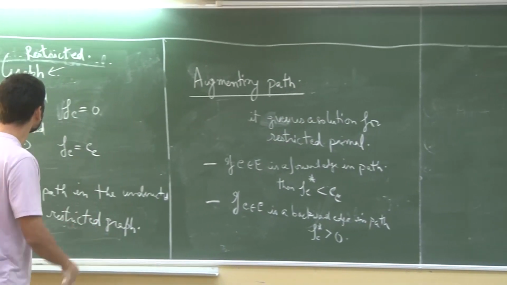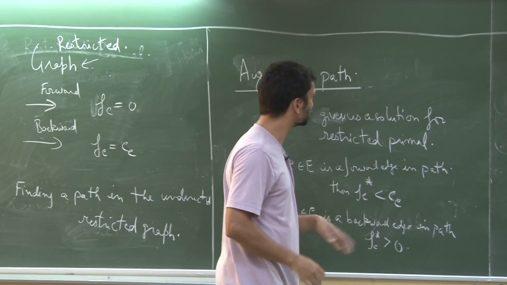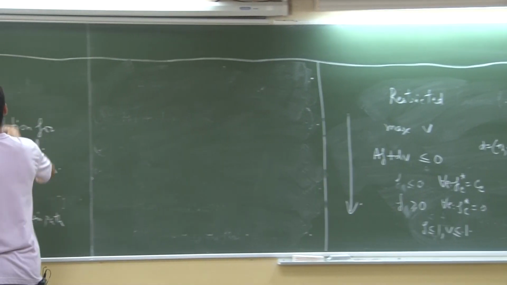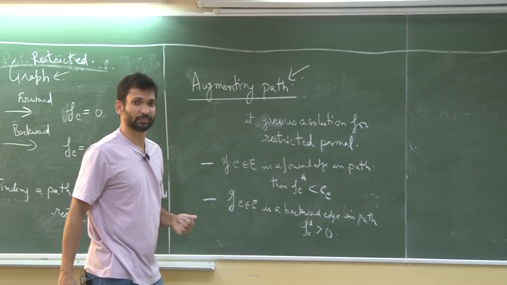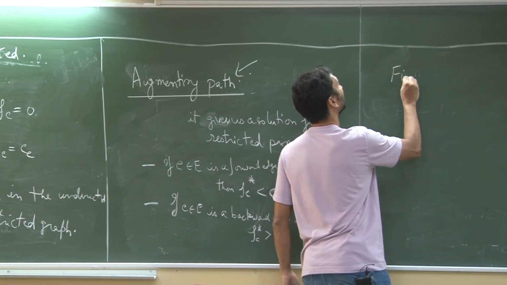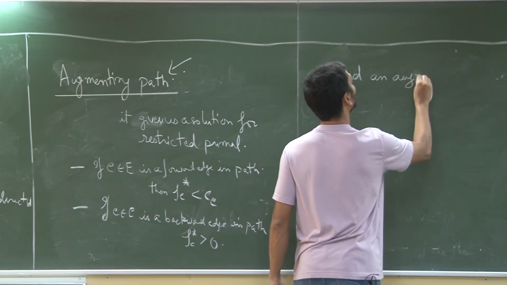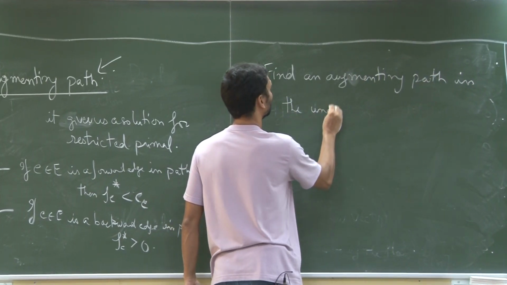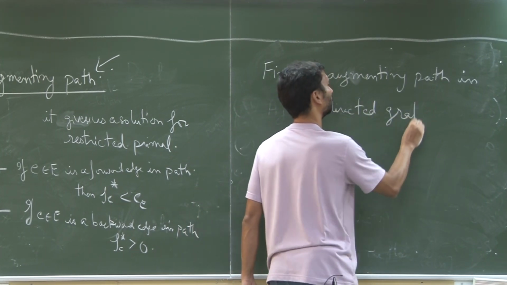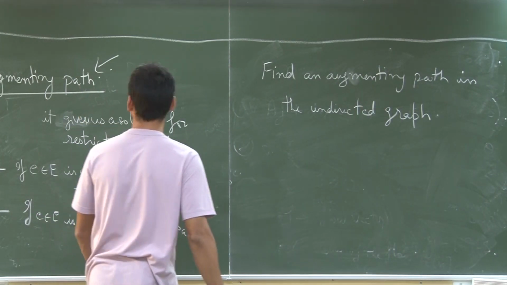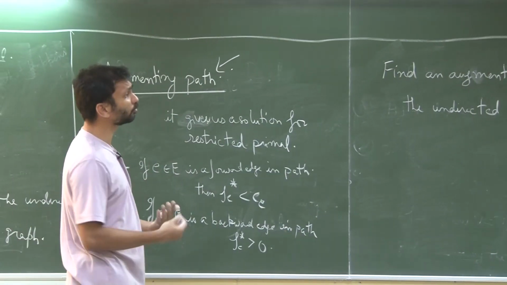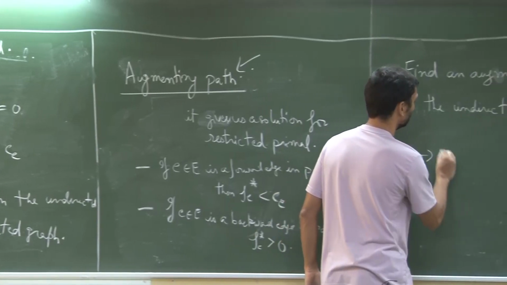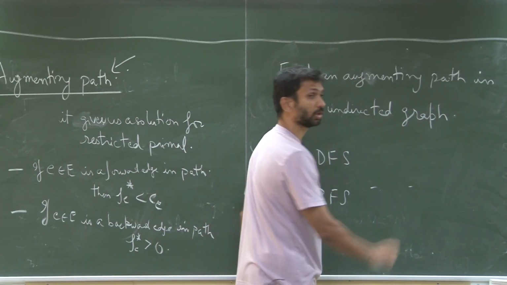So this equivalence you can show, and the point is that solving this restricted primal amounts to finding an augmenting path. Okay, so then your problem reduces to an undirected graph. And how do we find a path in the undirected graph? Exactly. So this you can solve by DFS, BFS, whatever is your favorite method.